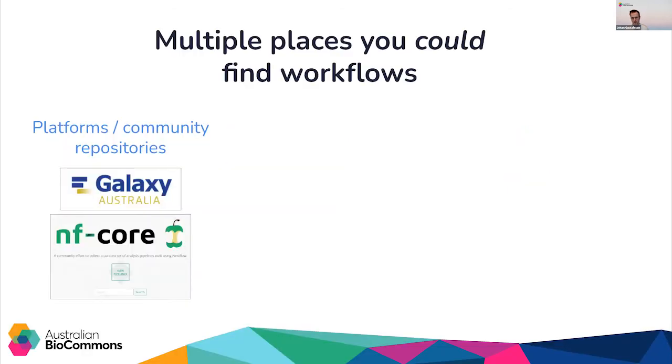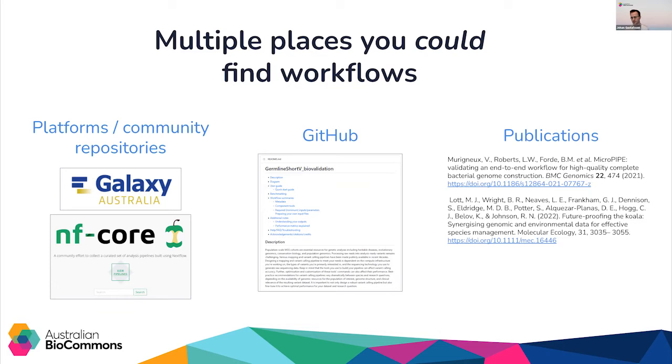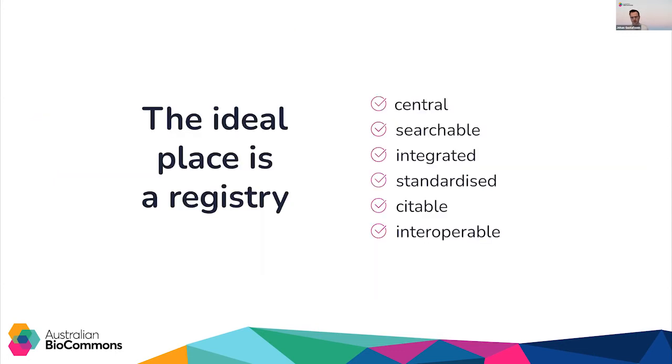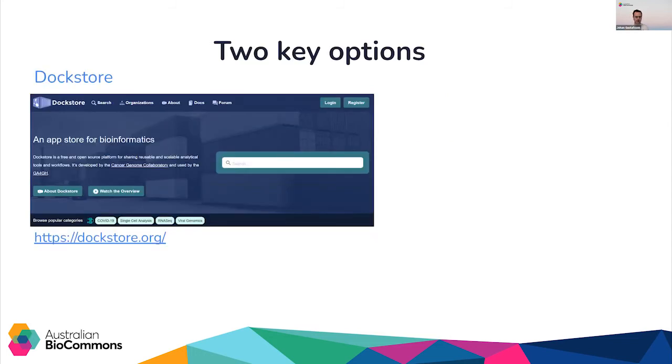So there are multiple places that you could find workflows at the moment. So if you're aware of domain-specific platforms or community repositories, you can go straight to one of those to search for workflows. And some examples of those are Galaxy and Nextflow Core. You can go straight to GitHub. You can, of course, look in the literature, and you can also search Google. But what you'll notice is that this is quite a distributed set of options you have for finding workflows. The reason that a registry is ideal is that it's a central place. It's something that's searchable. It's something that is ideally integrated. You have a standardized set of metadata. You have citable artifacts, so you can generate things like object identifiers. But you can also be interoperable with other platforms. So think of the concept of launching a workflow directly from a registry. At the moment, there are two key options for workflow registries.